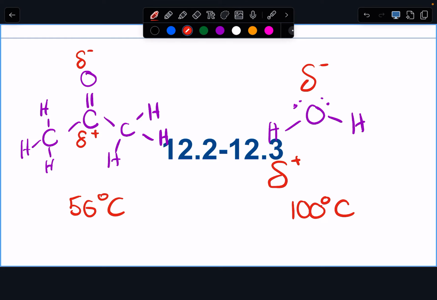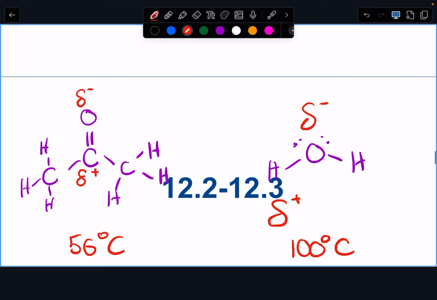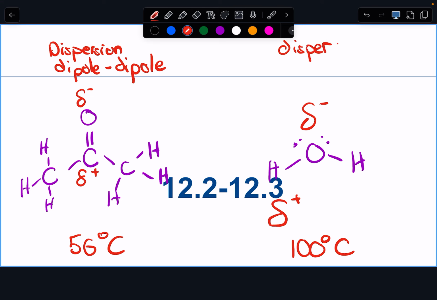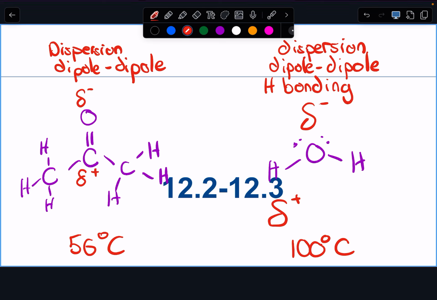Okay, so the basic answer is acetone only has dipole-dipole forces. Well, not only, it has dispersion and dipole-dipole. Whereas water has dispersion because it's a molecule and it has electrons that move around, so it could have those little induced dipoles. It also has dipole-dipole because it is polar. Finally, though, it has hydrogen bonding forces. And why are those so much bigger?